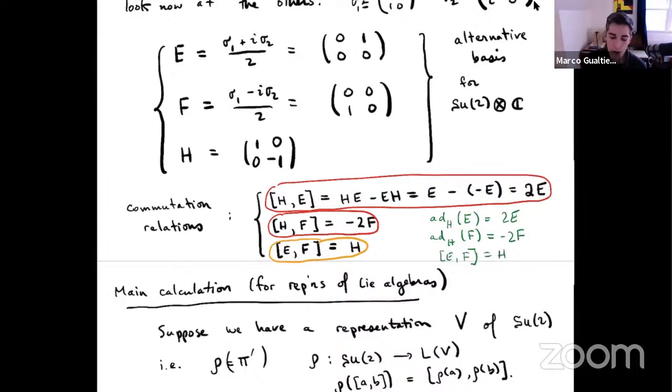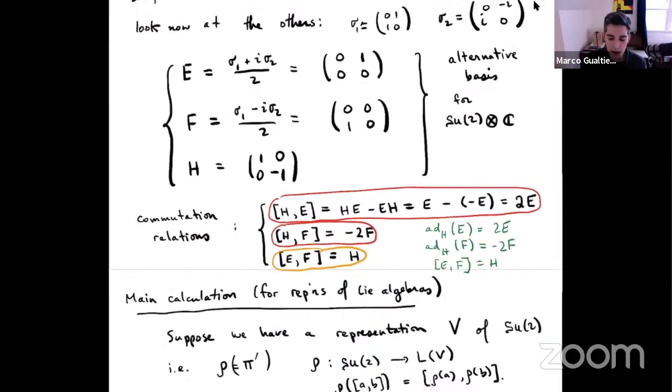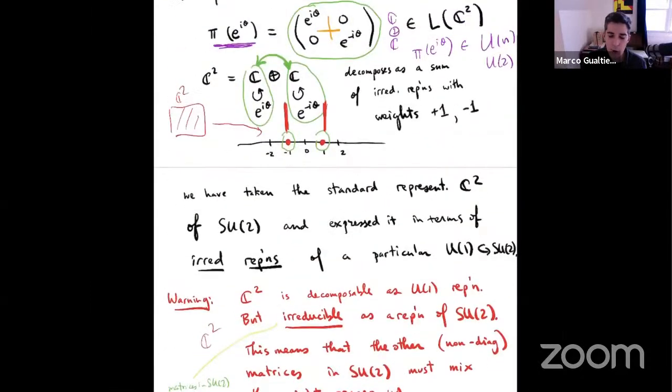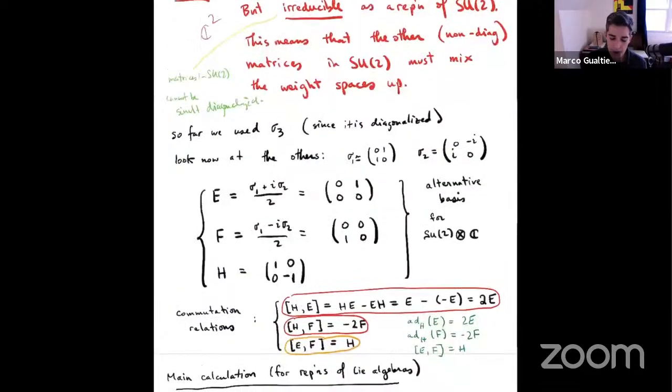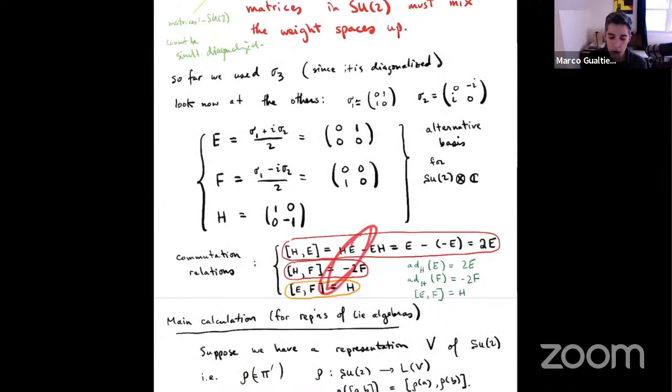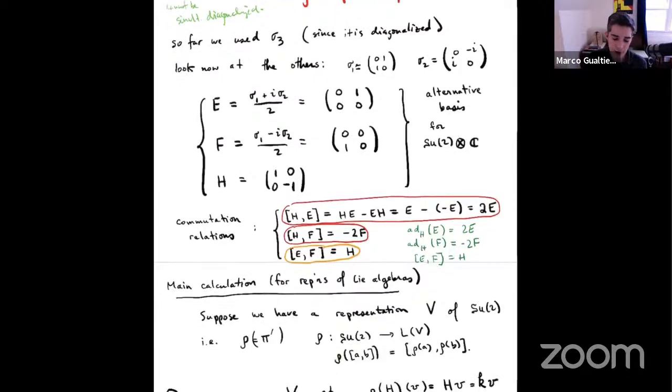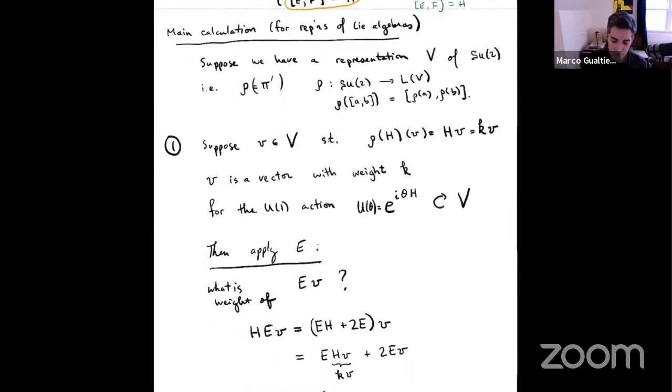So why do we need these commutator relations? It's very simple. The reason we need this is because we want to know how the representation behaves in terms of this decomposition. If we know these commutation relations, we'll know what happens if I apply different basis elements of the Lie algebra one after the other. How is that going to affect the decompositions?